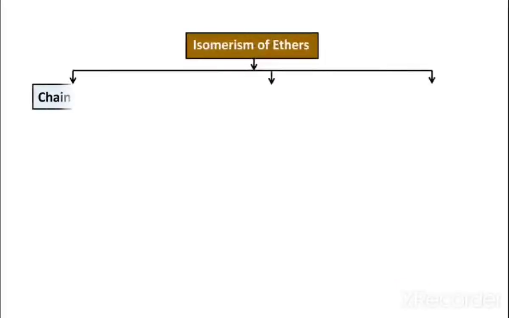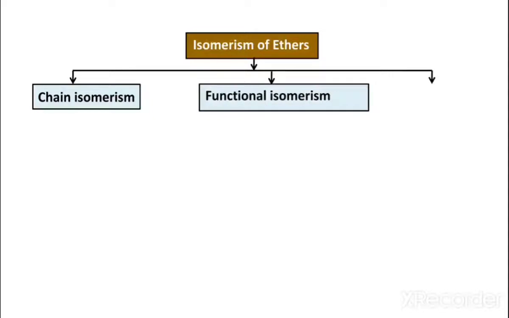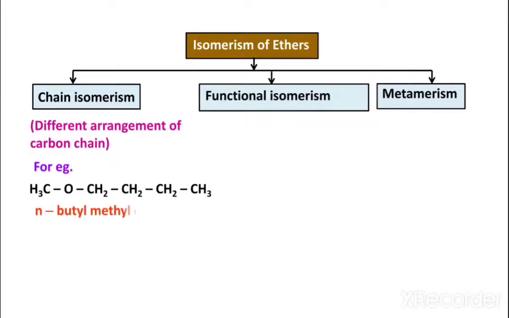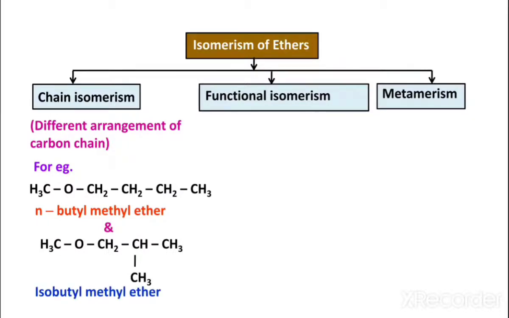Now then, isomerism of ether: chain isomerism, then functional isomerism, and last one is metamerism. First we discuss chain isomerism, that means different arrangement of carbon chain. I repeat, different arrangement of carbon chain. For example, this is n-butyl methyl ether, and here isobutyl methyl ether. Here the arrangement of carbon atoms is different. It is called chain isomerism. That means here a straight chain compound and here a branched chain compound. That means the arrangement of carbon atoms is different, called chain isomerism.